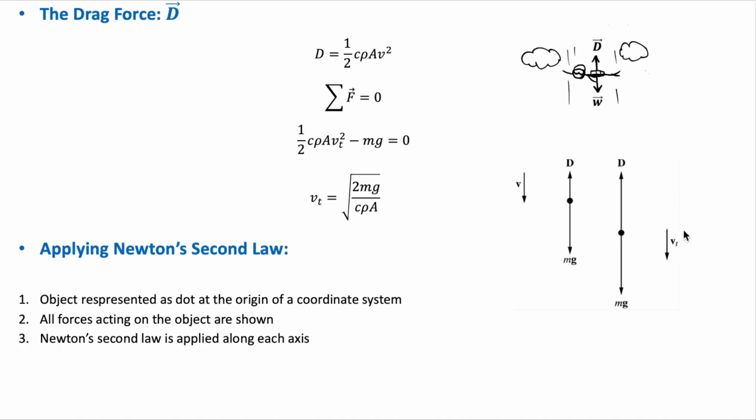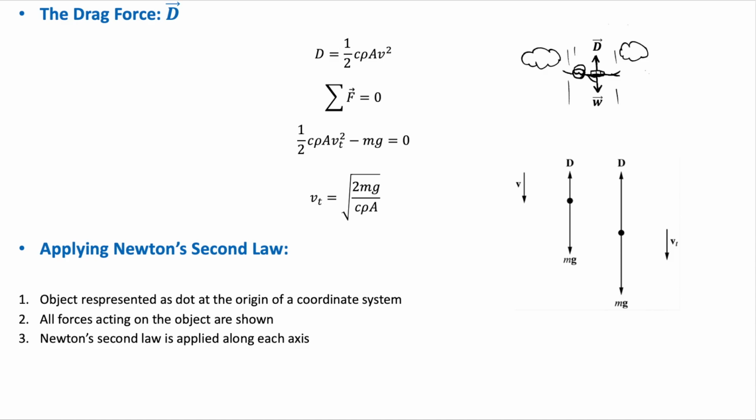So to find this terminal velocity, we apply Newton's second law. So sigma F is equal to zero because the acceleration is zero, right? And so the drag force is equal to the weight, and the terminal velocity is given by this equation. So as you can see, this shows why when the skydiver spreads their arms and legs, their cross-sectional area A would increase, and this will decrease the terminal velocity.